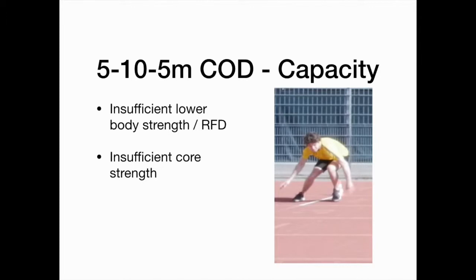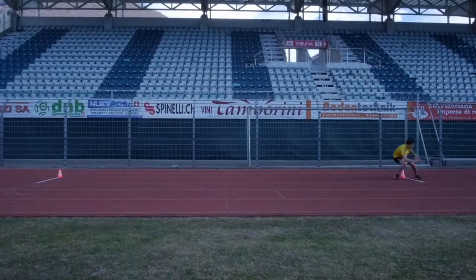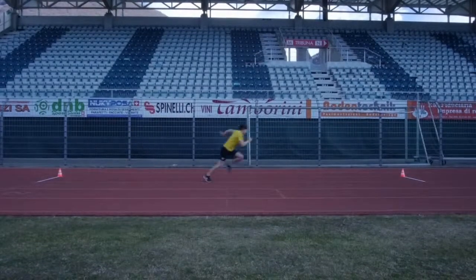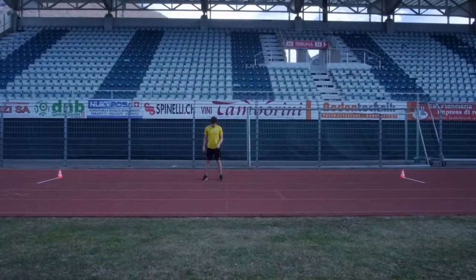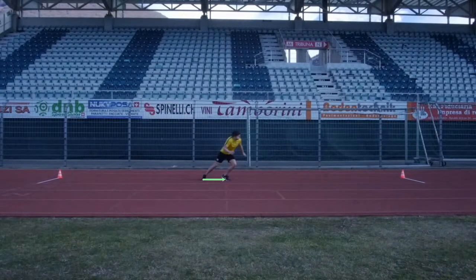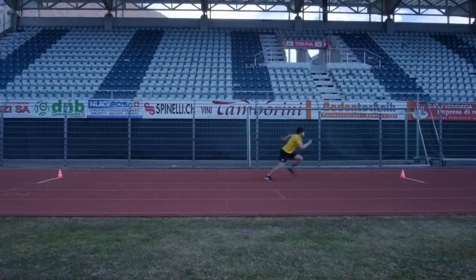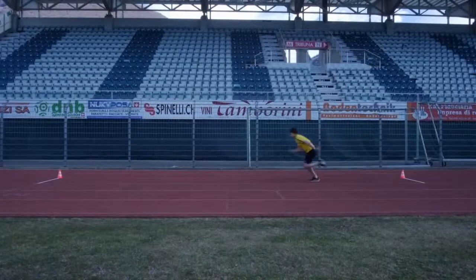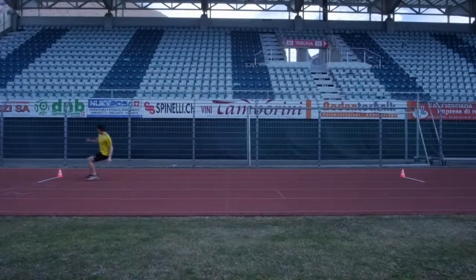For athlete number 1, insufficient lower body and core strength are capacity issues hindering his change of direction ability. A lack of strength is seen with the minimal distance covered by his first step, with hardly any push from his right leg, and again with how much deceleration is needed before making the turn.